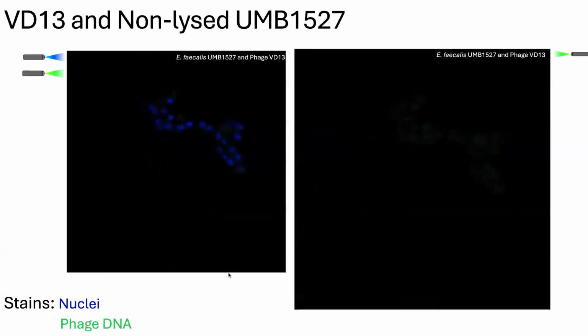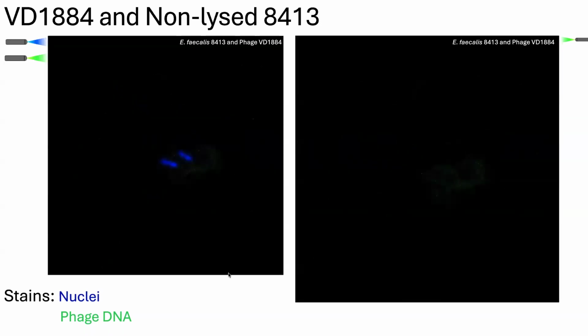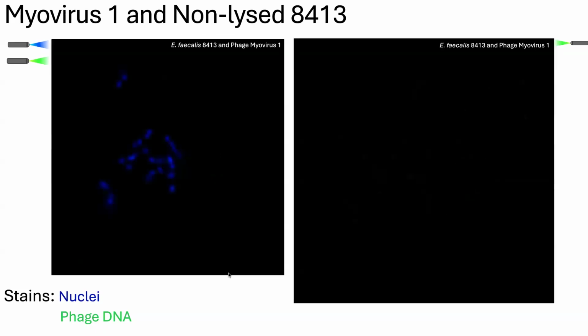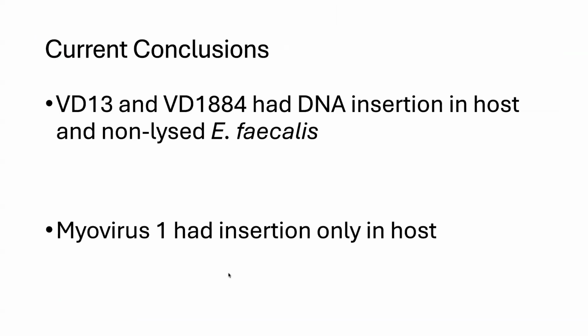For the non-hosts, we also saw this phage DNA insertion for VD13. So VD13 can insert its DNA into the non-host. The same could be said for VD1884. We were able to see that phage DNA insertion, a little bit more messy than the previous one, but we know that it matches up with the nuclei. So there is phage DNA insertion for VD1884 in the non-host. For myovirus 1, we do see some of this green fluorescence over here, but not to the same extent as the other images. So we can confirm that myovirus 1 cannot insert its DNA into the non-host. Overall, we know that VD13 and VD1884 had DNA insertion into host and non-host E.